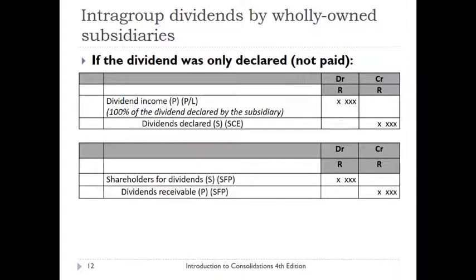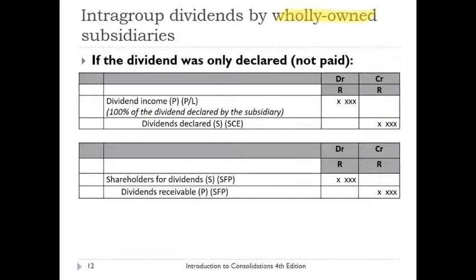The first scenario I want to look at is where we have intragroup dividends and it is a wholly owned subsidiary. So I'm not looking at the effect on non-controlling interest yet. I'm first going to take you through an explanation behind the consolidation journal entries that will be required, and at the end I'll do a little example using amounts.